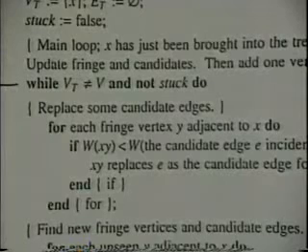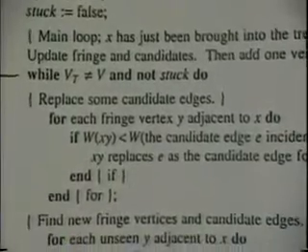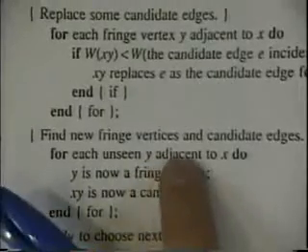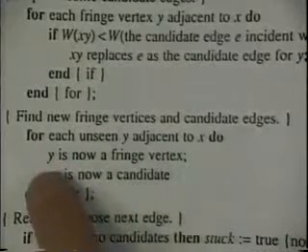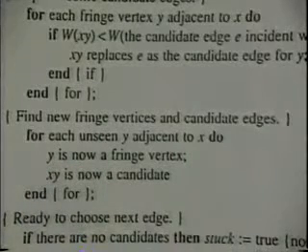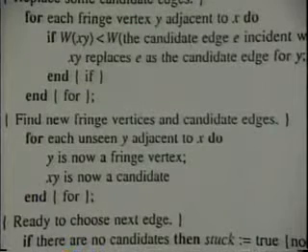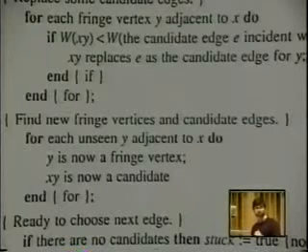Is there anyone that doesn't make sense to? Don't be afraid to say so. Okay. So here we're going to replace candidate edges. The other possibility is that now there's going to be some vertex that we've never seen before. If there's some vertex we've never seen before that's adjacent to the new thing we added, then the cheapest way to get to that new vertex is going to be through the thing we just added. So make these new guys fringes and make this edge be the candidate cost. Now we've updated our data structures.